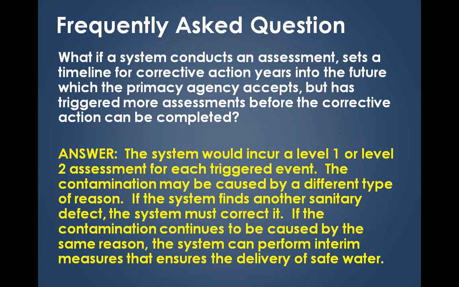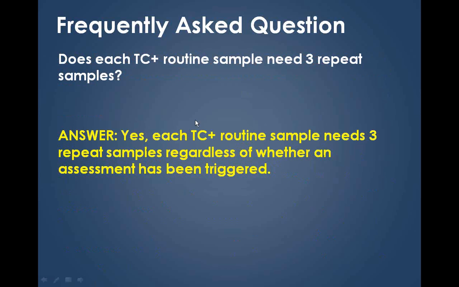So basically the lesson here is, although the corrective action has not been completed for that first triggered assessment, if additional triggers for level 1 or level 2 assessment occur during that period of time, the system must still follow through on completing those. And the reason for that, Cindy, is because there might be additional sanitary defects that may not have originally been addressed or identified.